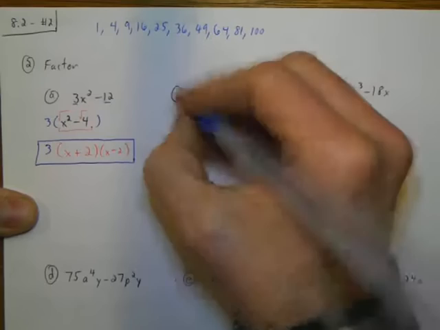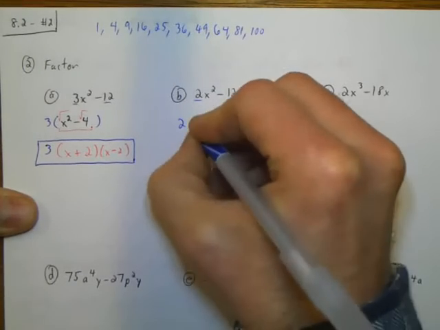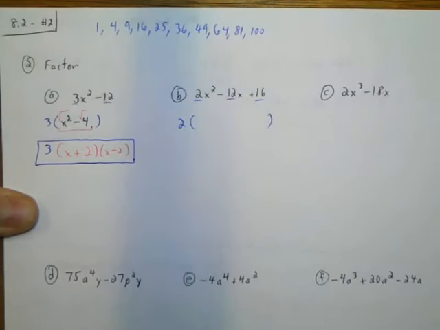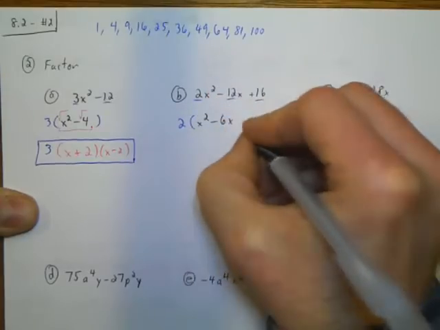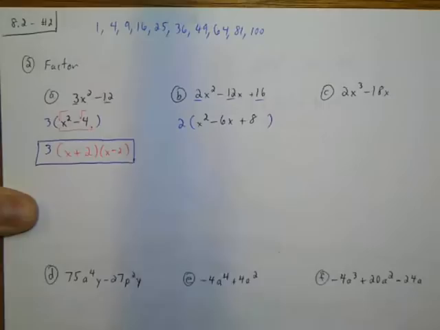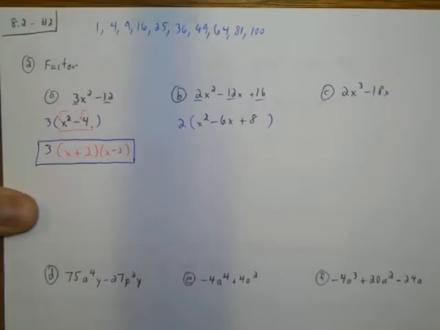So when I look right here, I see a 2, a 12, and a 16. 2 looks to be the biggest number that I can pull out of there. What does that leave me with? I have an x squared, a minus 6x, and a plus 8. 2 times negative 6 is negative 12. 2 times 8 is 16.